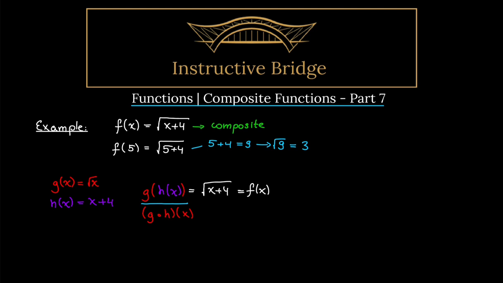Now, the natural question would be, does the order matter? Meaning, what if we flip this? What if we change it into h of g of x? This means that we now are plugging the g function into h instead of x. So what we would get is the square root of x plus 4. Which you can see is a completely different function. So please note that the order definitely does matter.